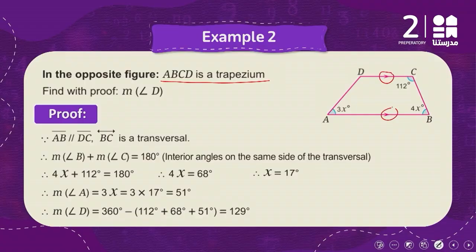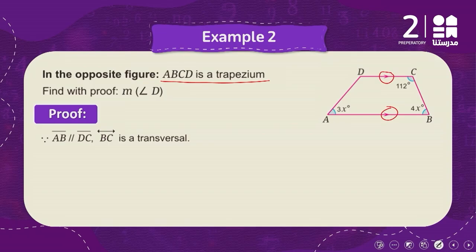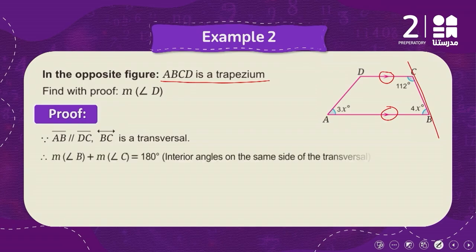So let's summarize this question. We have a trapezium. Whenever you have a trapezium, you have 2 parallel lines. So, as we said, we have AB parallel to CD. We are working with these 2 angles first. So let's use this transversal. AB is parallel to CD and BC is a transversal.